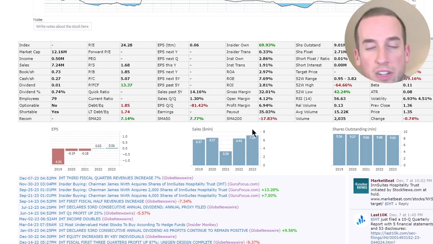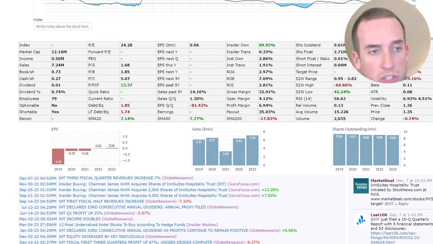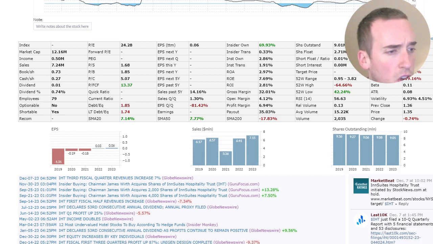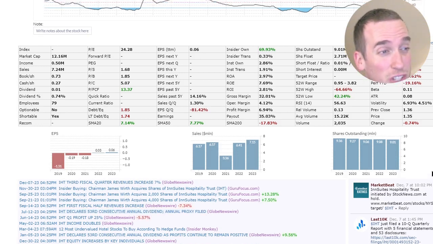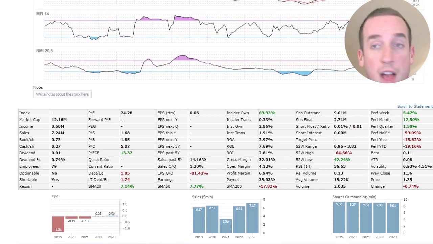We can see the stair step up. Shares outstanding is going down. Natural organic purchasing from institutions, hedge funds, and retail investors. They do have a dividend. They declared their 53rd dividend. Should they be paying a dividend? I don't think so.